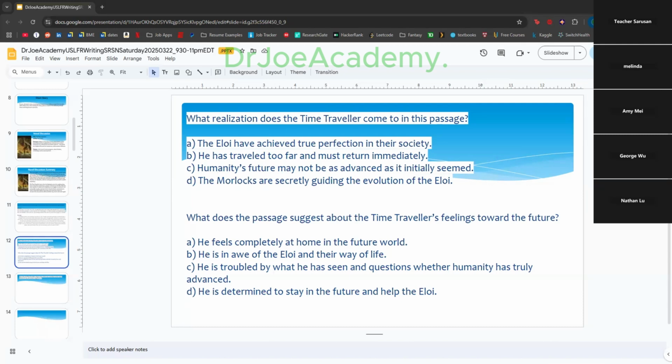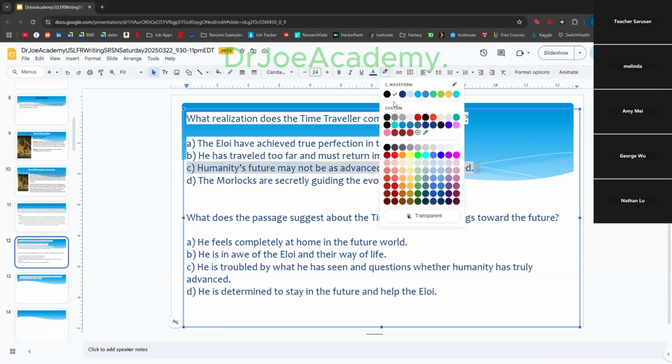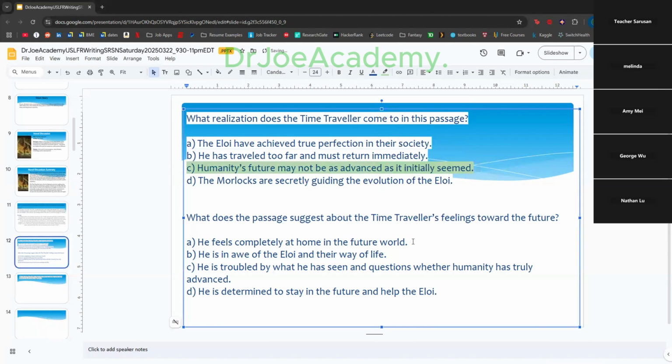All right, so looks like we're both on the same page. Everyone's saying option C, humanity's future may not be as advanced as it initially seemed. Sounds good to me. This is the absolute correct answer. Let's move on.